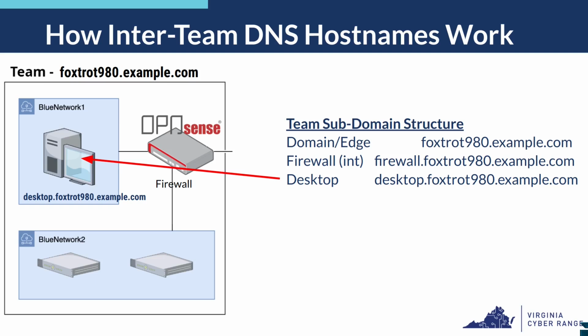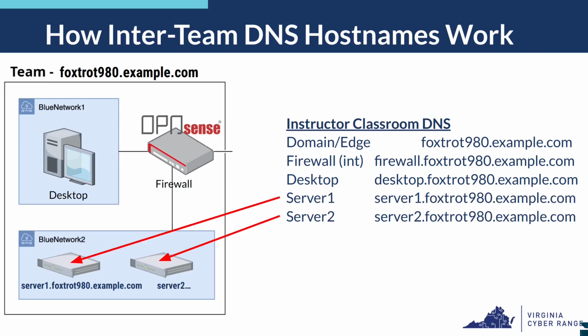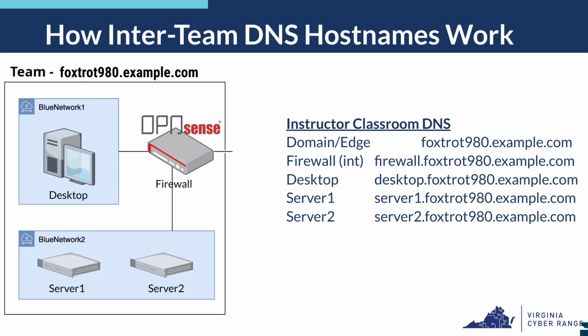And then of course over in Blue Network 1 is our desktop system. So that's going to be desktop.foxtrot980.example.com. And then server 1 and server 2 .foxtrot980.example.com. So that's kind of the naming structure and how it's set up to work. Each student will get their own domain.